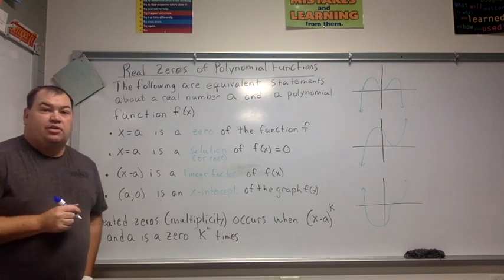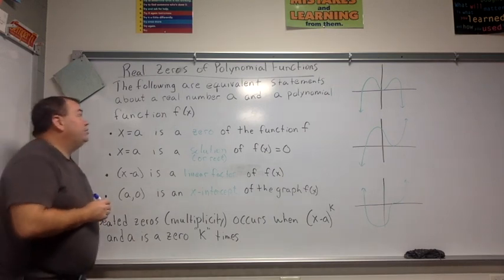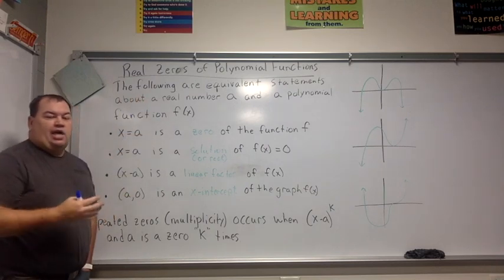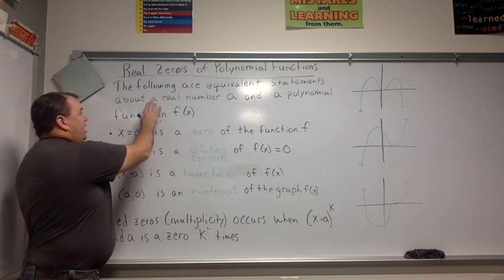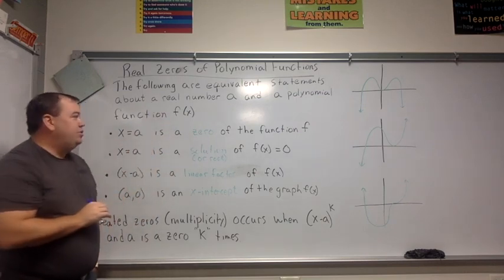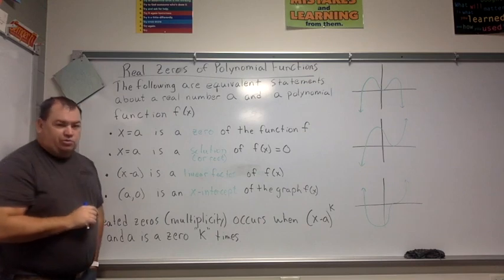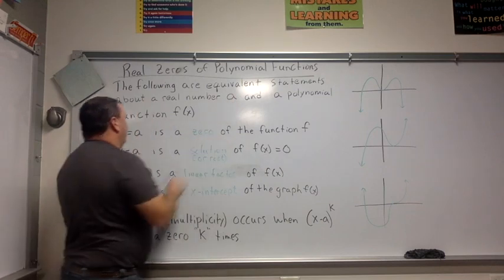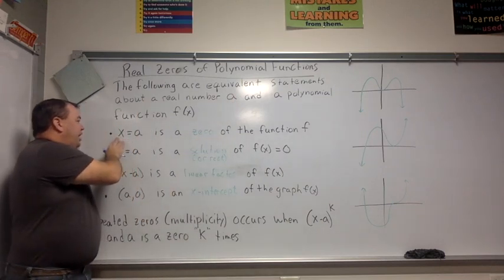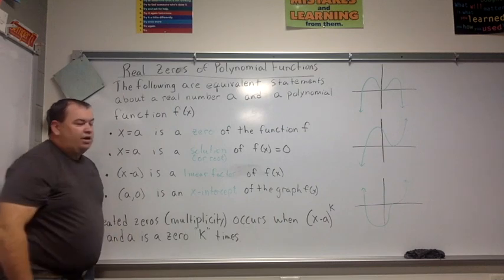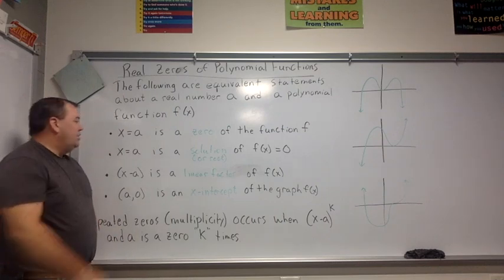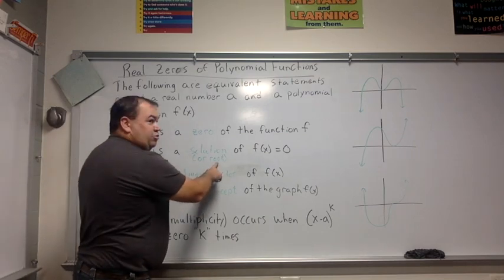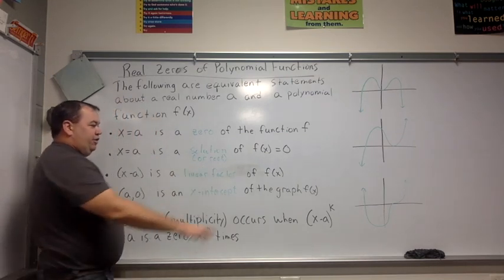When we start discussing real zeros of polynomial functions, the following statements are all equivalent. We use this language interchangeably, and this talks about the language we're going to use when we start looking at zeros. So if we have a function f and a number a, sometimes we will say x equals a is a zero of that function f. We also say x equals a is a solution, or sometimes we'll use the word root, of that function.